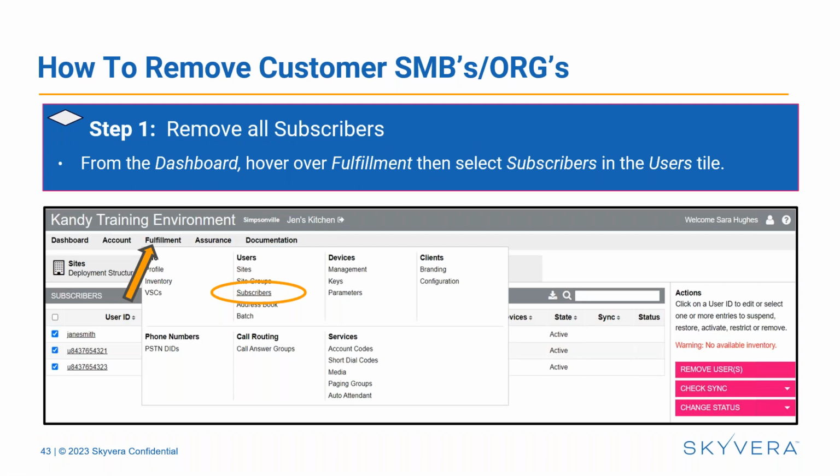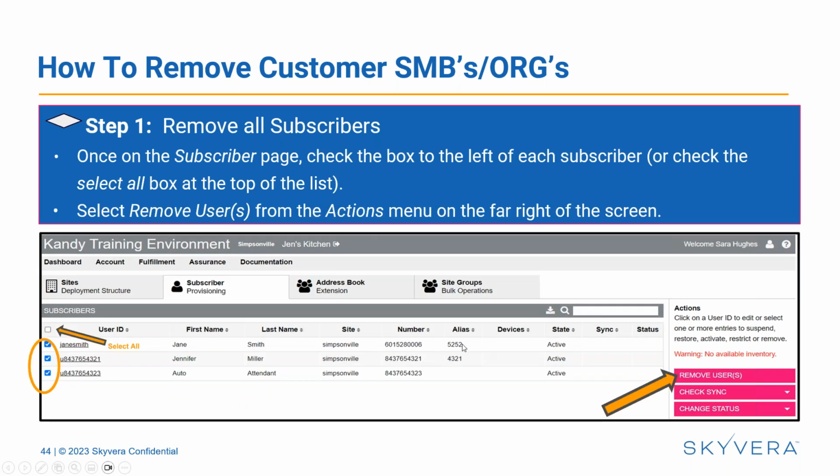So the first section is removing all the subscribers. That's easy enough. You can go into fulfillment and then subscribers. You can check the box over on the left-hand side of the subscriber list. That'll select all of the subscribers for this SMB. And then you can choose remove users.